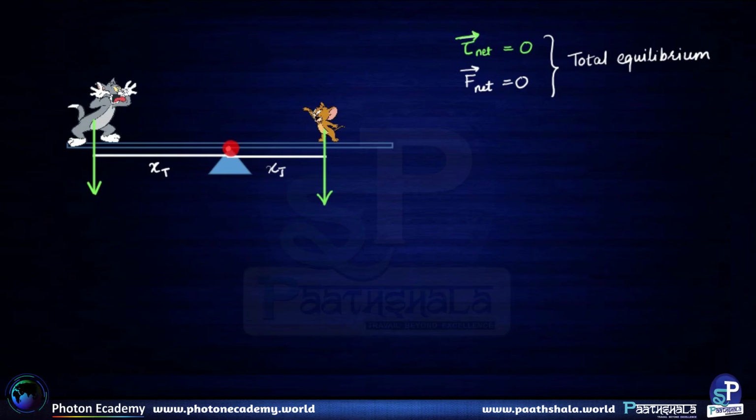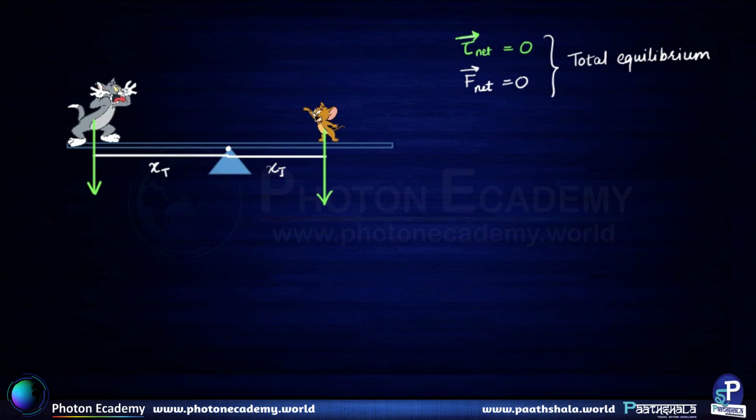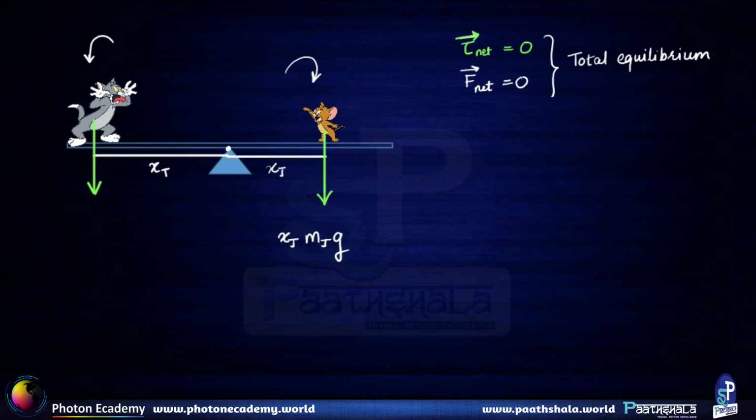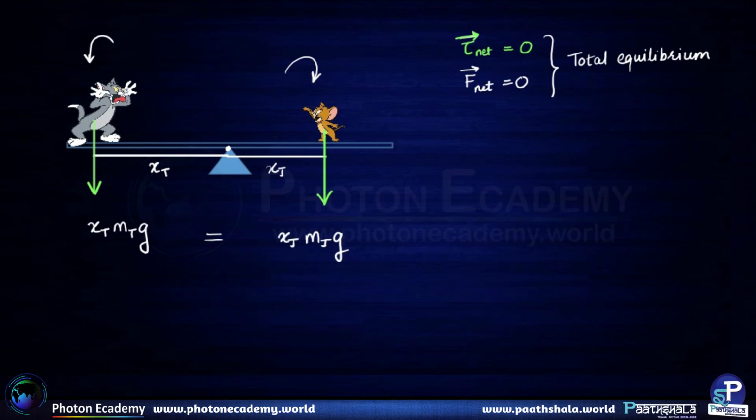So this is the point about which we have to calculate the clockwise and the counterclockwise torque and equate the two. So the clockwise torque happens to be essentially xj into mass of Jerry into g. This happens to be the clockwise torque. The counterclockwise torque, because of Mr. Tom's weight, happens to be xt into mass of t into g. Now both these torques are going to be equal for rotational equilibrium to take place. Alright, so that is the expression that we have.